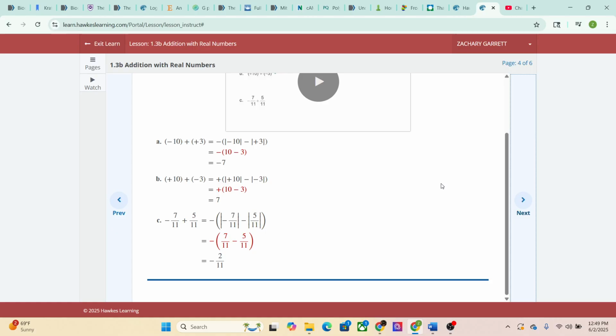Negative 7 over 11 plus 5 over 11 equals negative (7 over 11 minus 5 over 11) equals negative 2 over 11.